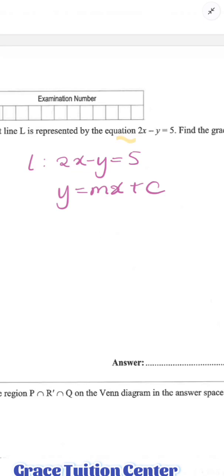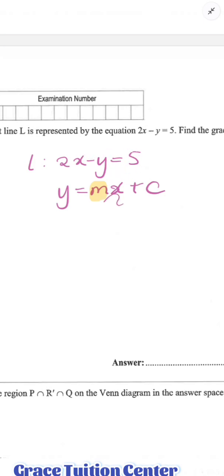So from what we have here, all you have to do is write this line L in the form y equals mx plus c. Once you write the line L in the form y equals mx plus c, whatever is in the position where m is, or whatever is the coefficient of x, is actually your gradient.